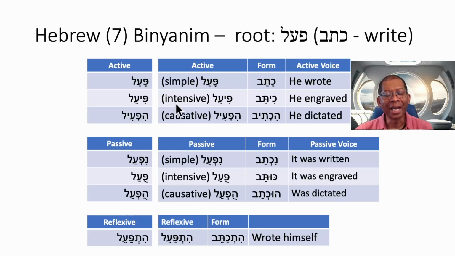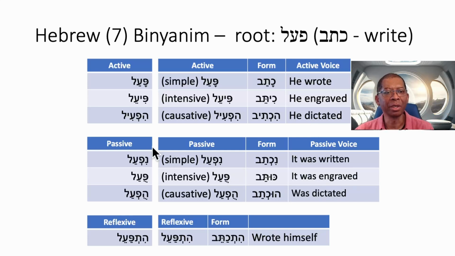Then we have the pi'el, which is more intensive: kitev, he engraved, and that's pi'el, and that's intensive. And then we have the hif'il, which is causative, and so we have he dictated. So hiktiv is he dictated. So it can be something as simple as he wrote, katav, or it can be more intense, kitev, he engraved, or it could be you're causing something to happen, hiktiv, he dictated. And that's all in the active voice.